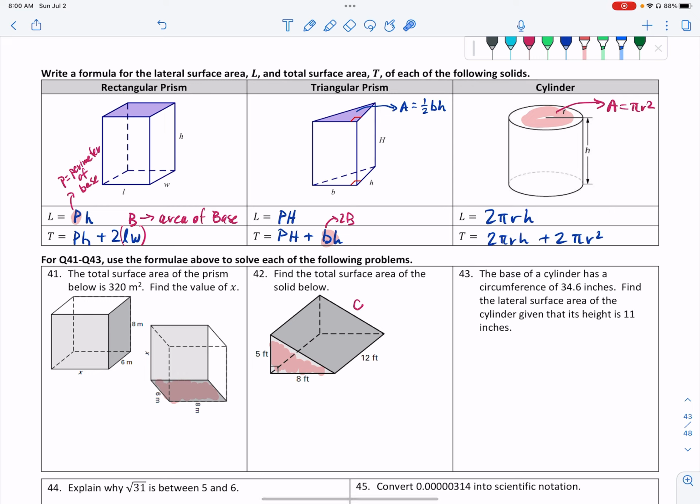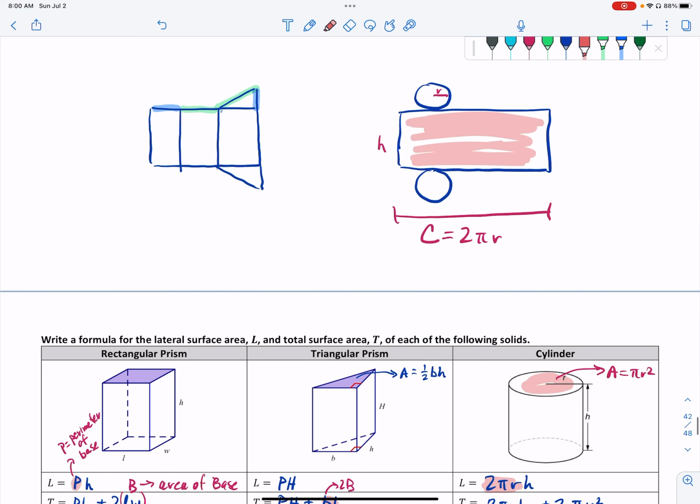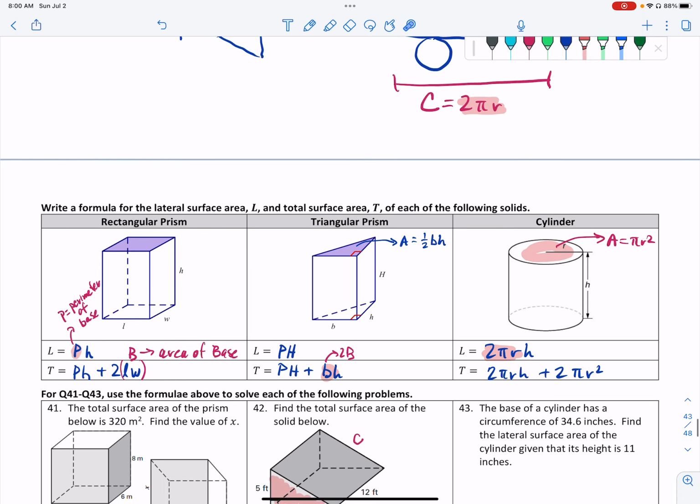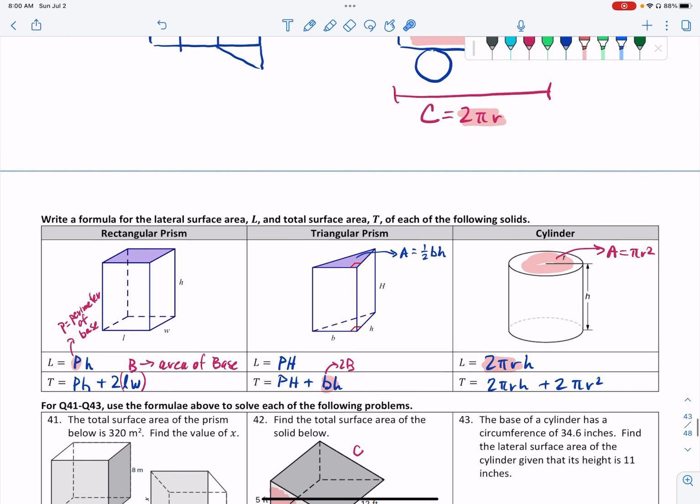43, the base of a cylinder has a circumference of 34.6 inches. Find the lateral surface area of the cylinder given that its height is 11 inches. Now remember that this part here in this formula is the circumference of the base, right? Which is this big rectangle that you're trying to find the area of. The lateral surface area. It gives you your height. It wants you to find the circumference. You don't have to find the radius. You're just looking for the circumference.